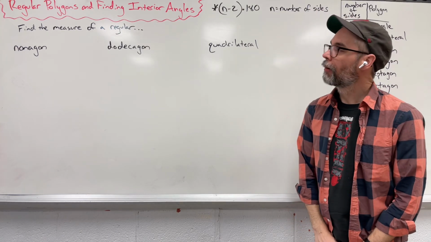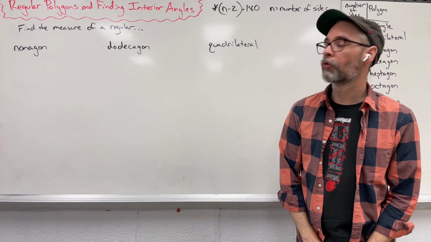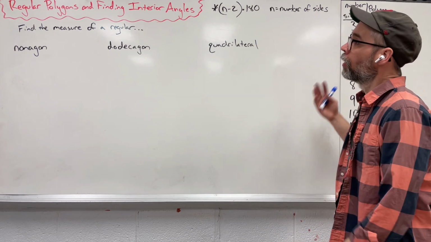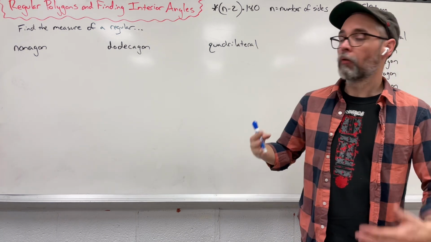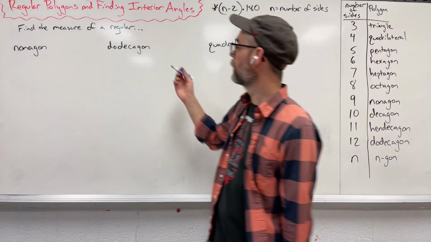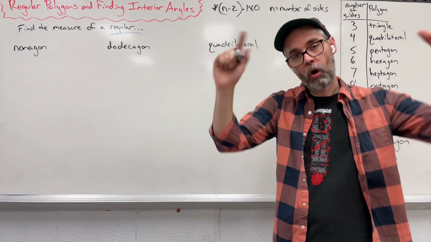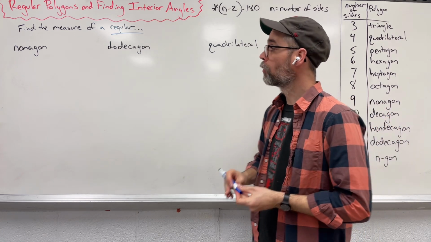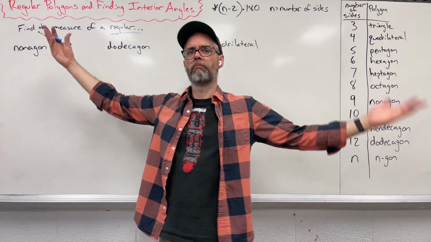Hi, today we're going to take a look at regular polygons and finding the measure of each interior angle within that figure. Okay, so first off, I want to talk about regular polygons. What does regular mean? Regular means that all the sides and all the angles inside of it are all going to be the same. So when we have a nonagon, what is that?